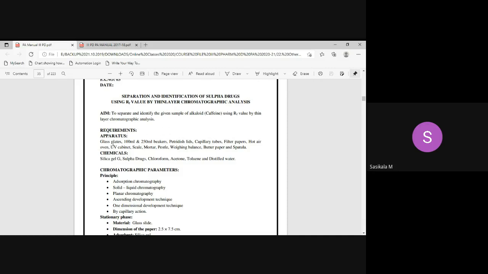First you require glass plates, then 100 ml and 250 ml beakers, petri dish lids, capillary tubes, filter papers, hot air oven, UV cabinets, scale, mortar and pestle, weighing balance, butter paper and spatula. So what chemicals do you require?